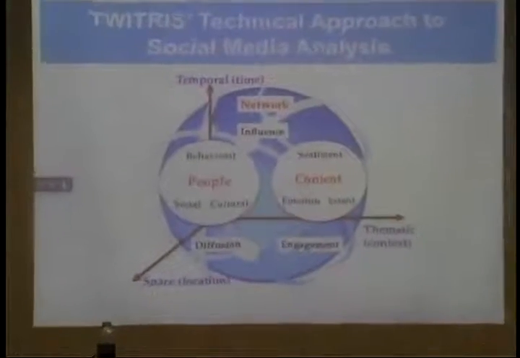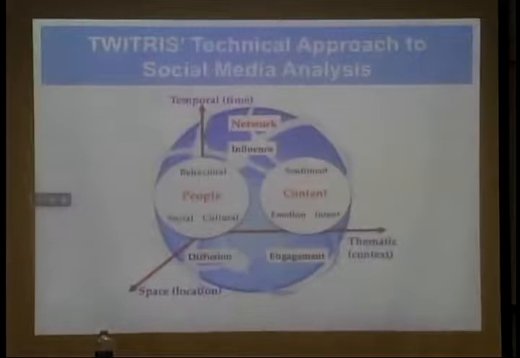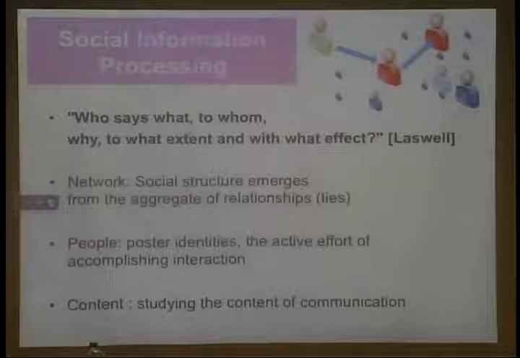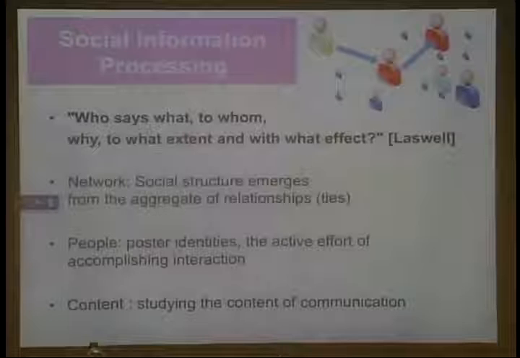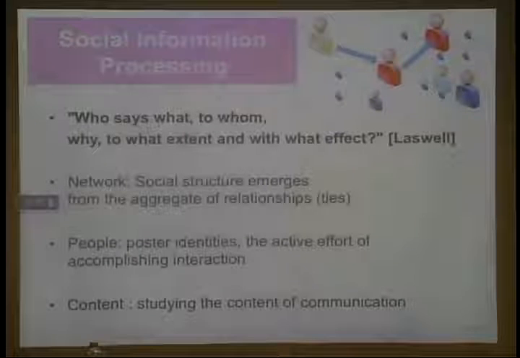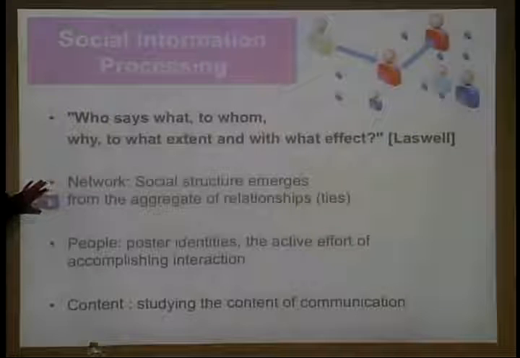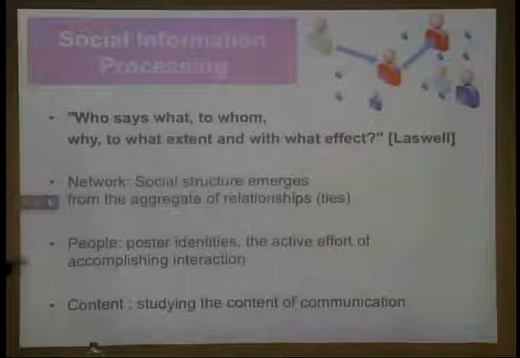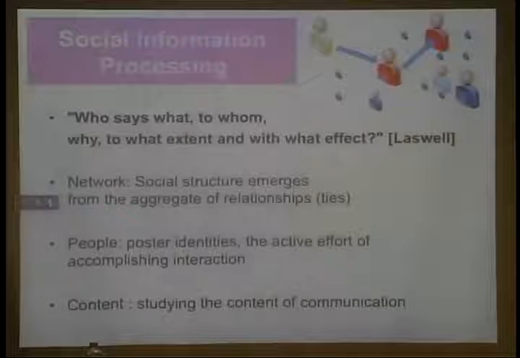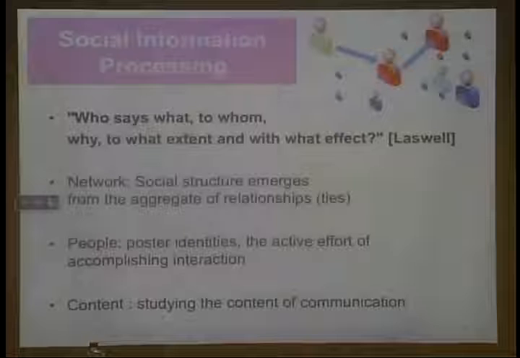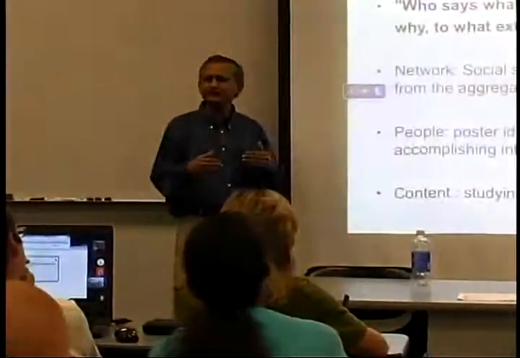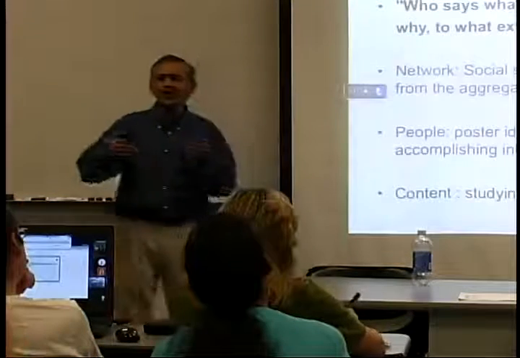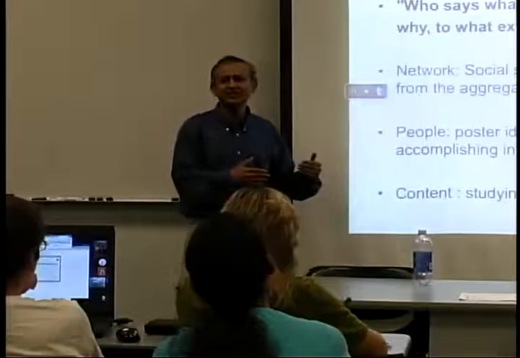The second one is people, content, network. So here, who says what, to whom, why, to what extent, and with what effect, is a well-known saying by a gentleman named Lasswell. Network deals with social structures that emerge from aggregates of relationships, or the ties, or how information flows, or who listens to whom. Right? People: who are the people behind? What are liberals saying? What are conservatives saying? What are the Tea Partiers saying? What issues are important there?